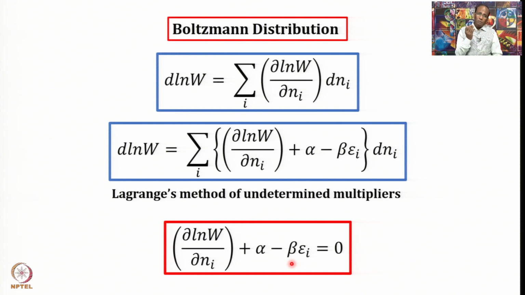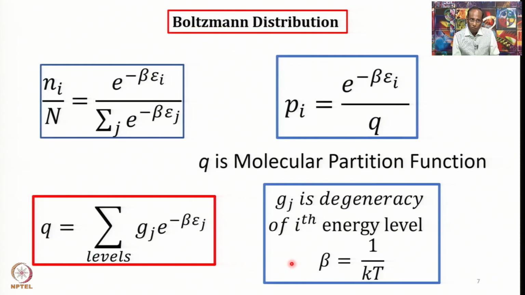Why were we doing this? Because we wanted to derive the equation for Boltzmann distribution. With this treatment, we were able to derive this equation which is for Boltzmann distribution. Ni is the number of molecules in the ith state, N is the total number of particles or molecules. This is equal to exponential minus beta ei divided by summation over j of exponential minus beta ej.